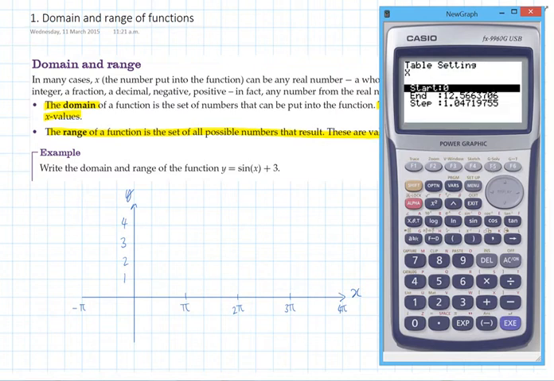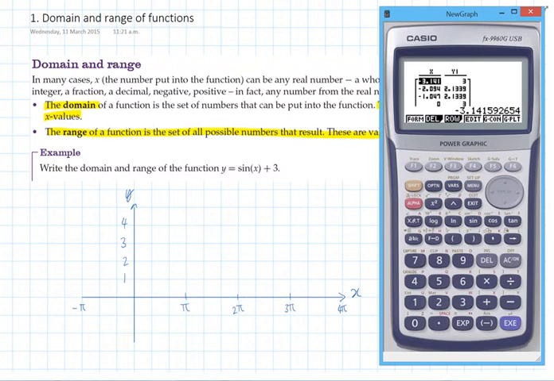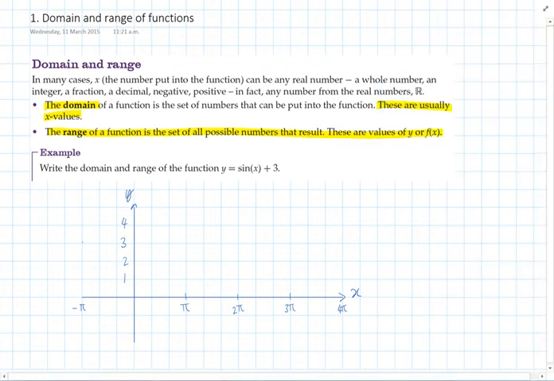But F5, for this one, we'll put the start as negative pi, because that's what I've got on my graph. And the end we'll put as 4 pi, so 4 times pi. And the step, well, we're going up in steps of a third of pi, so I'll go pi divided by 3. And what that will do is give me a table of values of x and y values. So that first value there is negative pi, and it's saying that y will be 3 at that value.